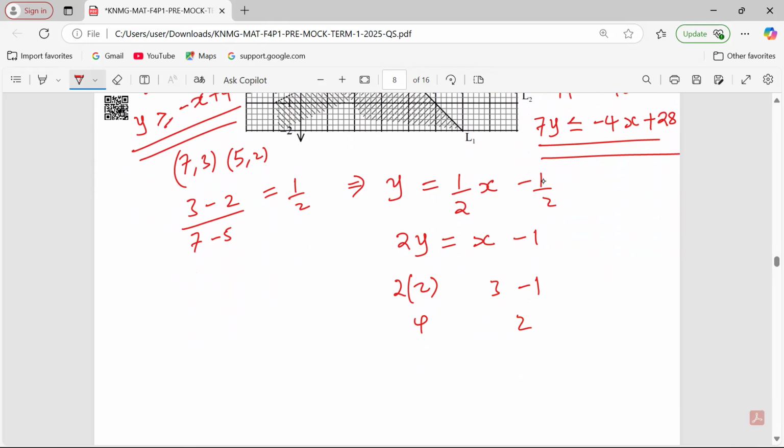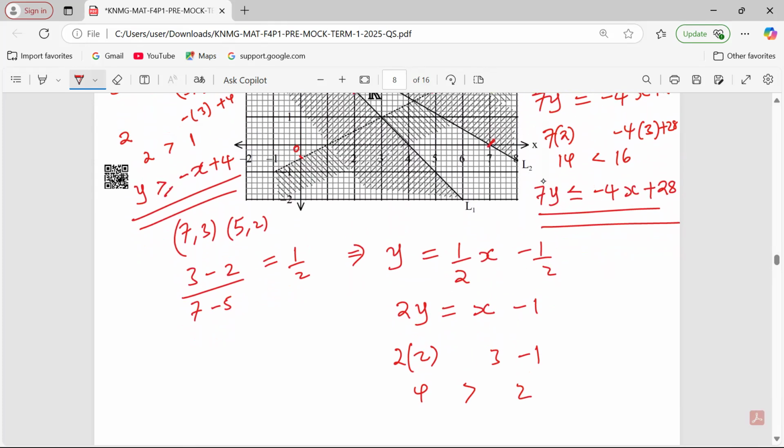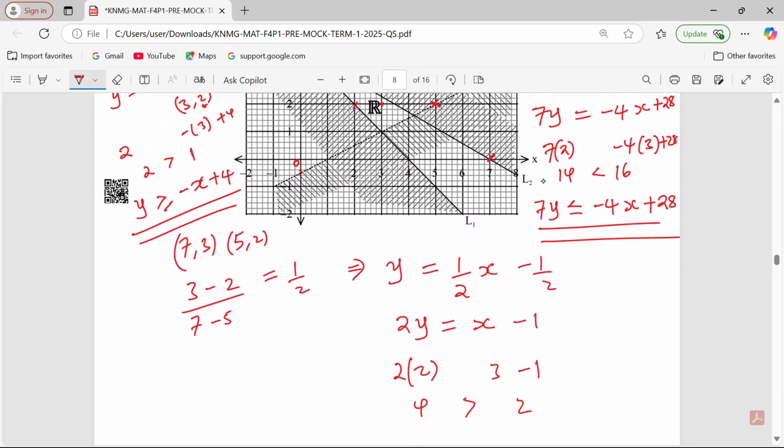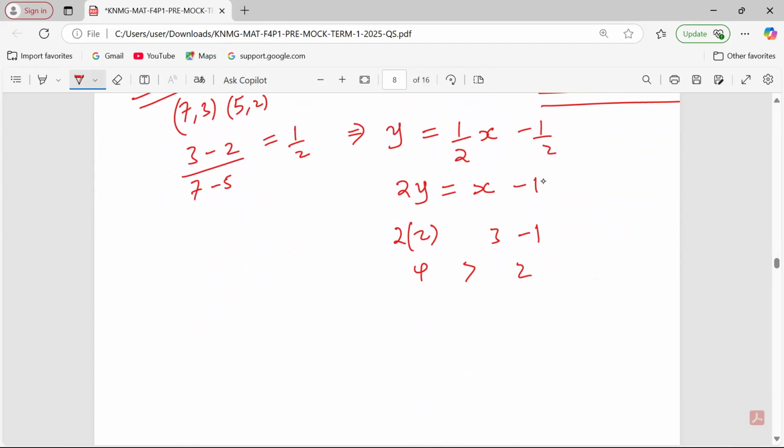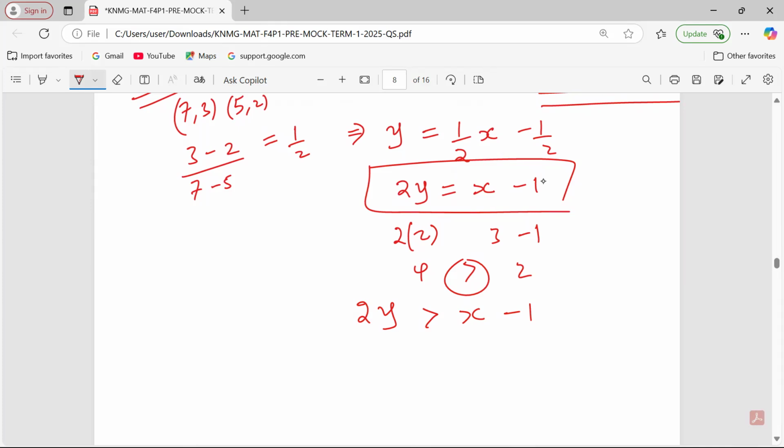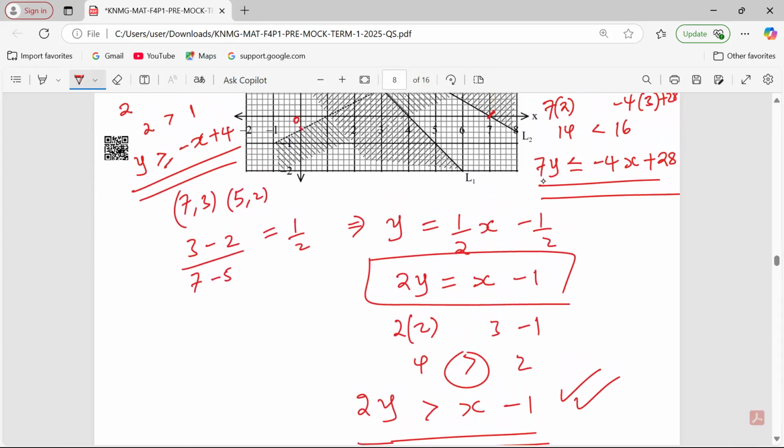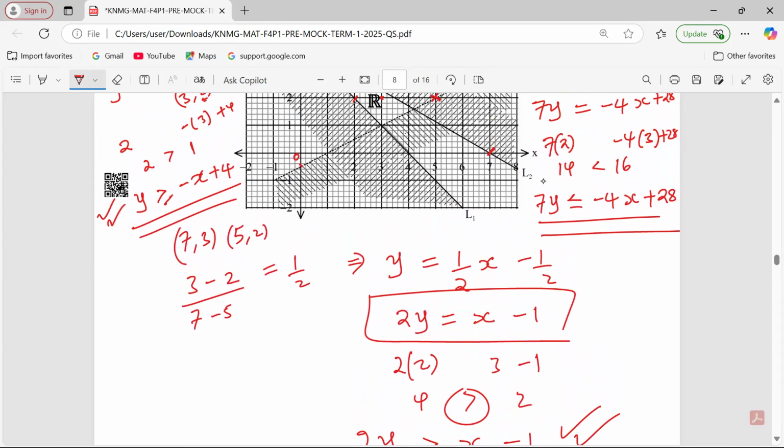The relationship between 4 and 2 is that 4 is greater. So because the line is dotted, we shall stick at greater than. So we come to this and now substitute with our established inequality sign: 2y greater than x minus 1. That way, we have the third inequality, the first inequality, the second inequality.